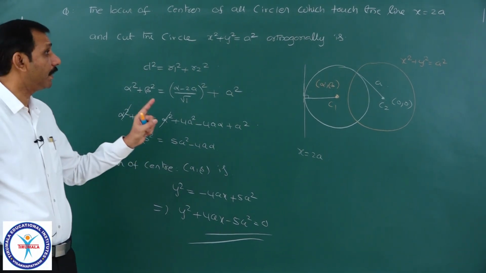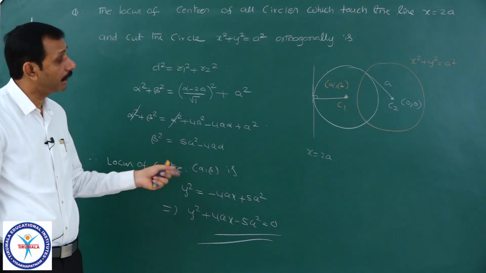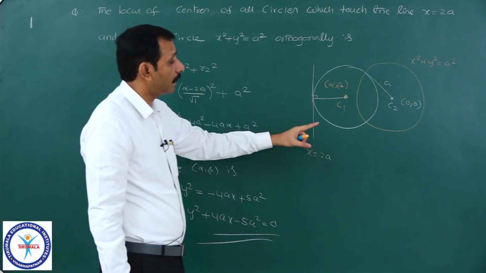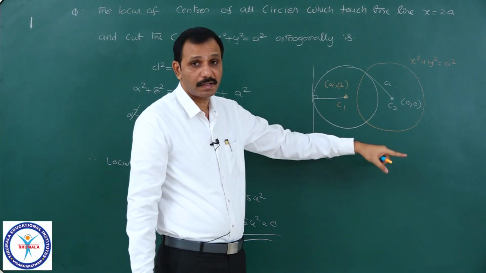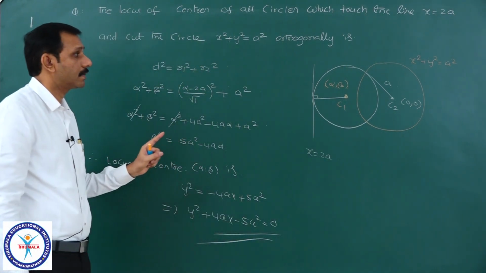This concept is very, very important: finding the radius of a circle if it cuts another circle orthogonally, or finding the locus of the center of the circle if it cuts that other circle orthogonally. These models they frequently ask in JEE.